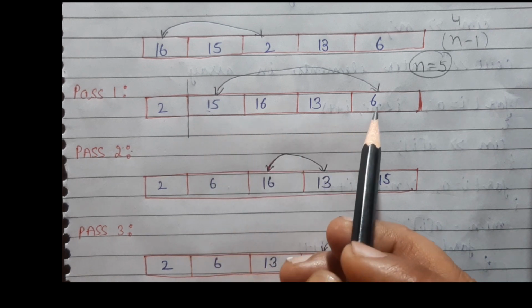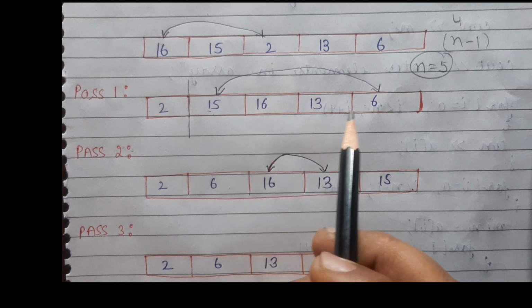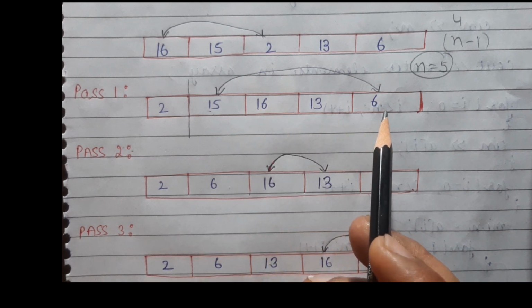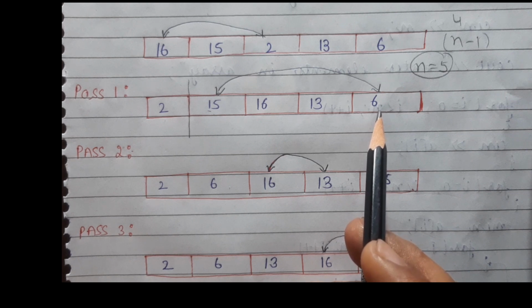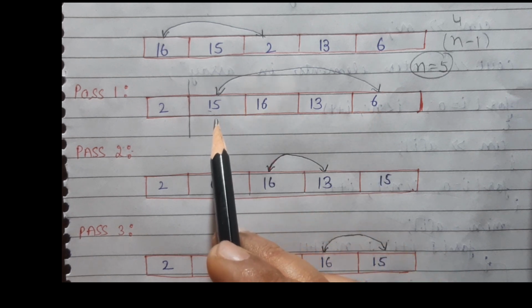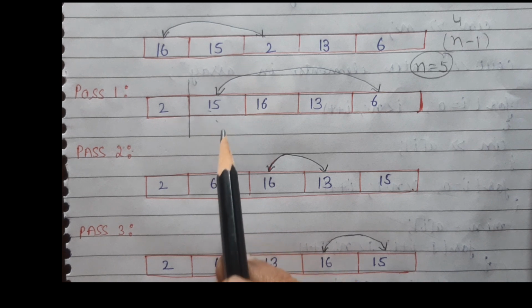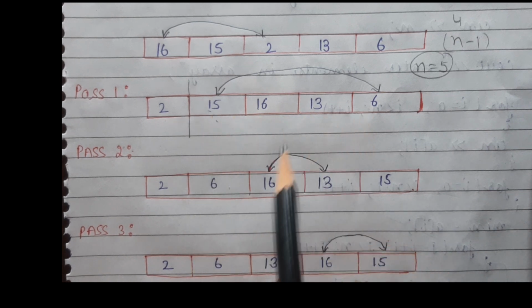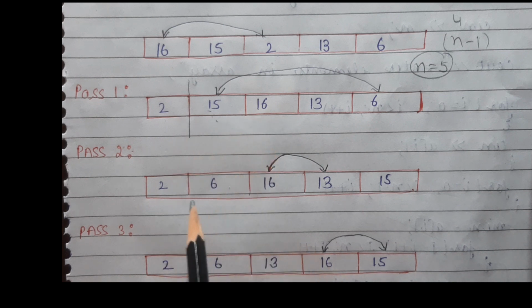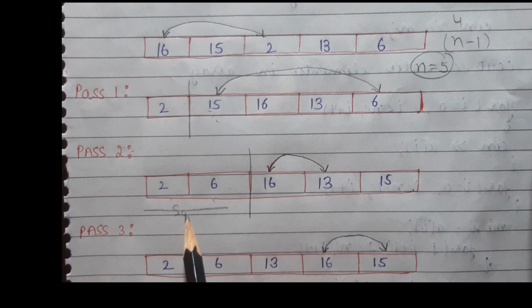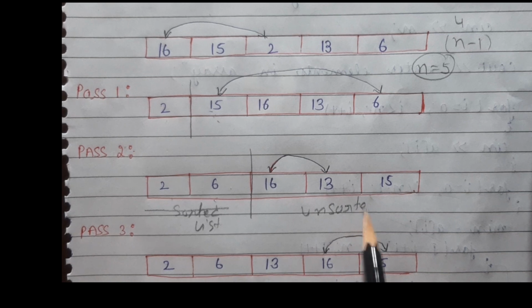Now again from this unsorted list, we find the minimum element. Here 6 is the minimum element. So we swap this second minimum element with the second index. So now 15 and 6 are swapped. After completing pass 2, the elements become 2, 6, 16, 13, 15. 6 here, 15 goes here. After completing pass 2, these two elements are in the sorted list, and these elements are in the unsorted list.